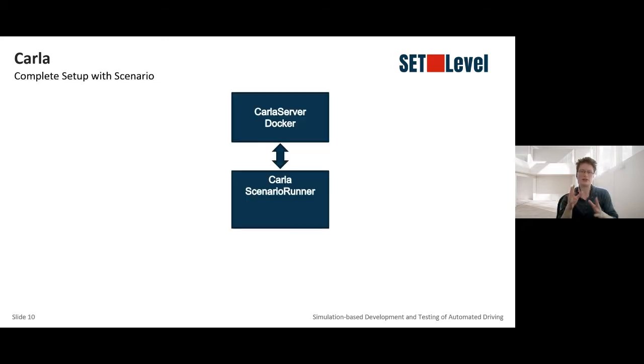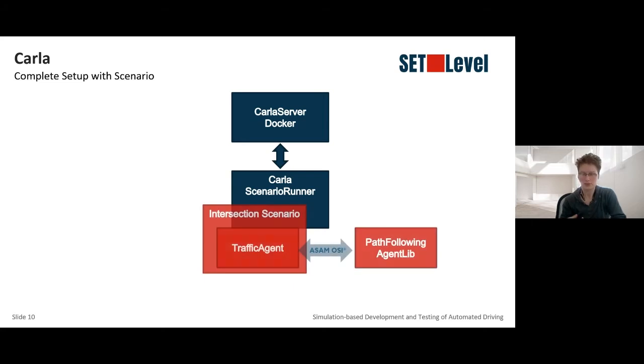And the setup is like this. We have a Scala Docker container where the server is running. We have the scenario runner, which is loading our intersection scenario that defines what the traffic agent has to do. It's communicating via OSI messages with the path following agent lib.